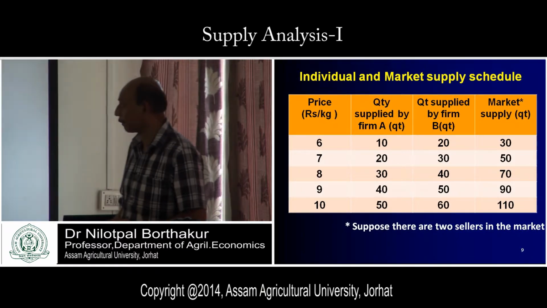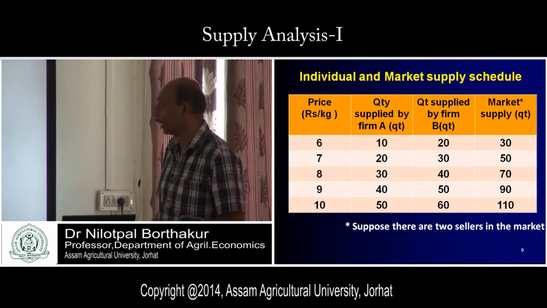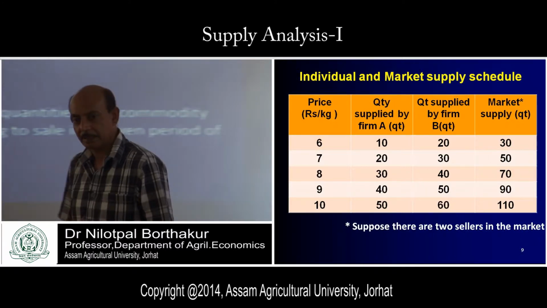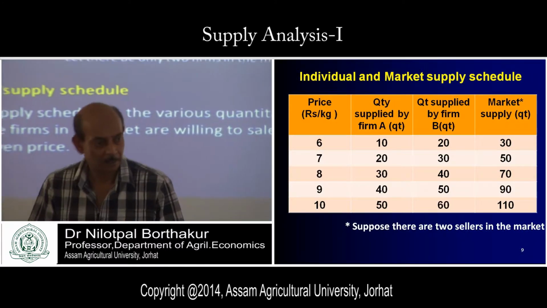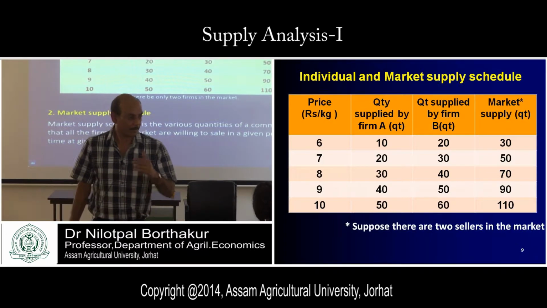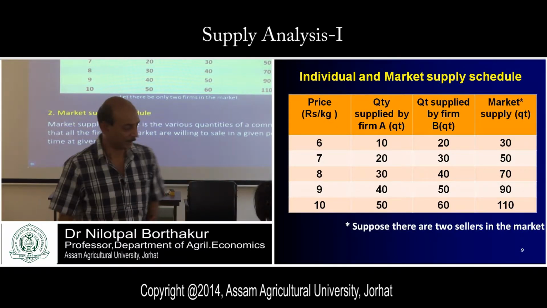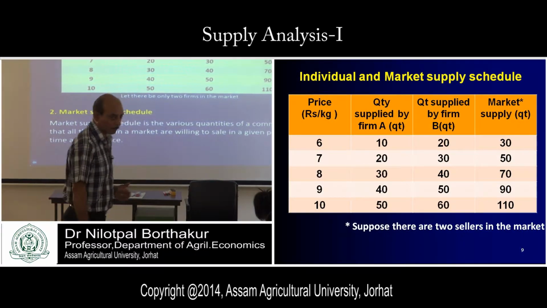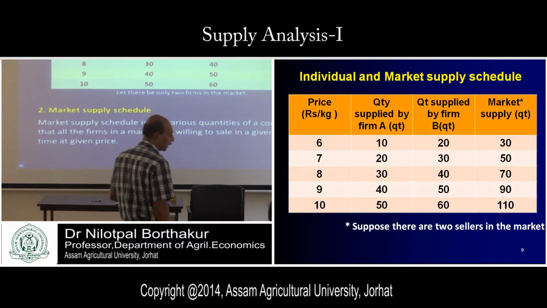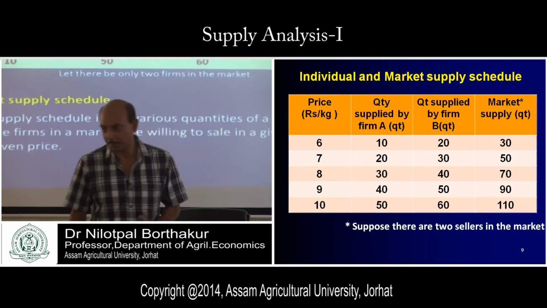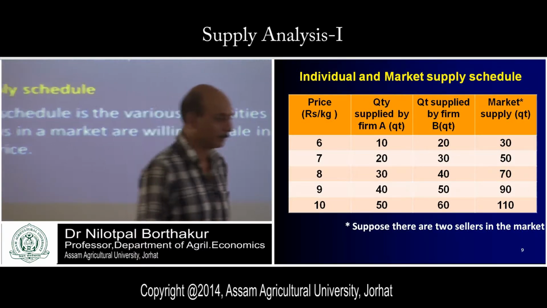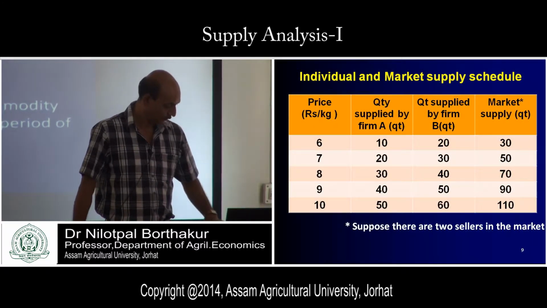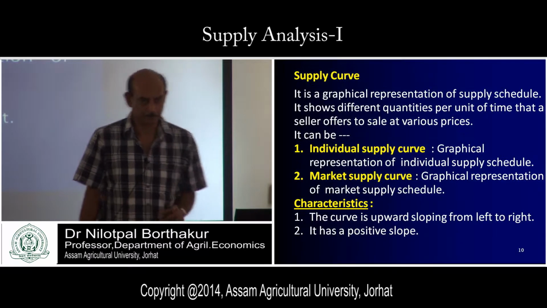So, market supply schedule is the various quantities of a commodity that all the farms in a market make available at various prices. It is the various quantities of a commodity that all the farms in a market are willing to sell at various prices. Now, supply curve.